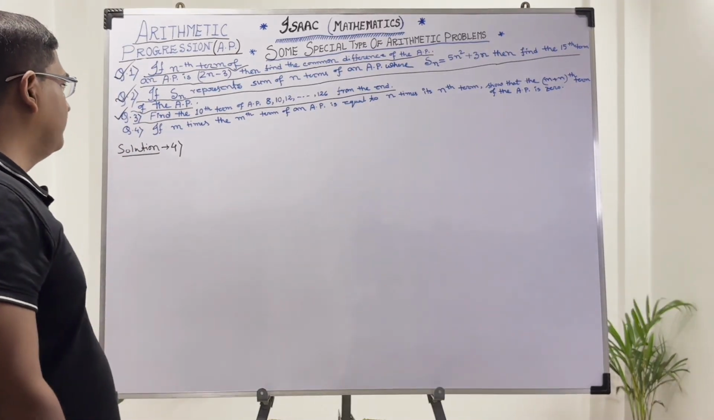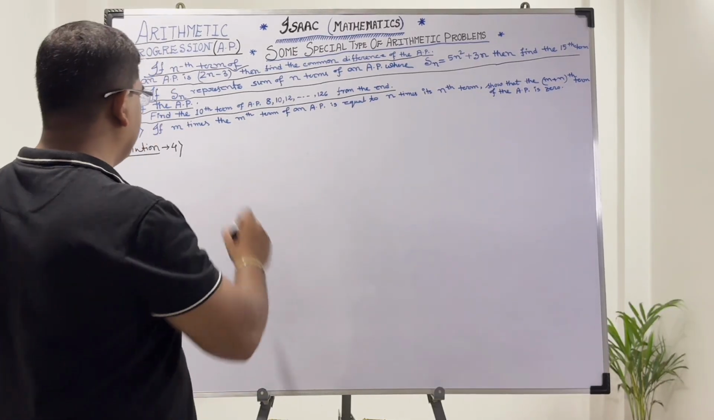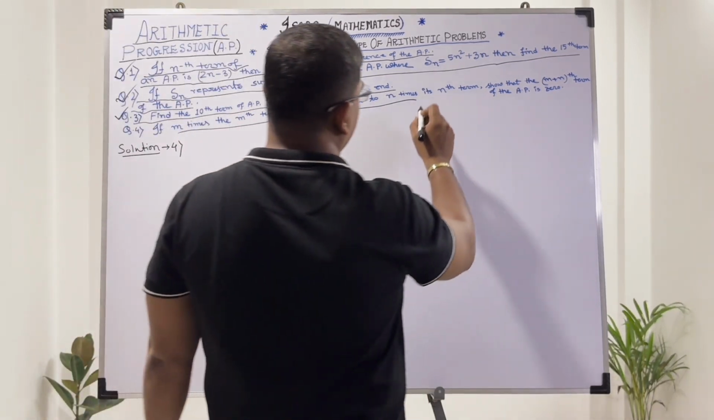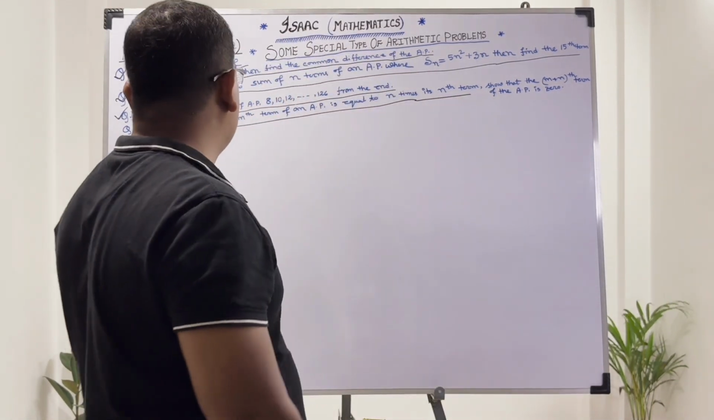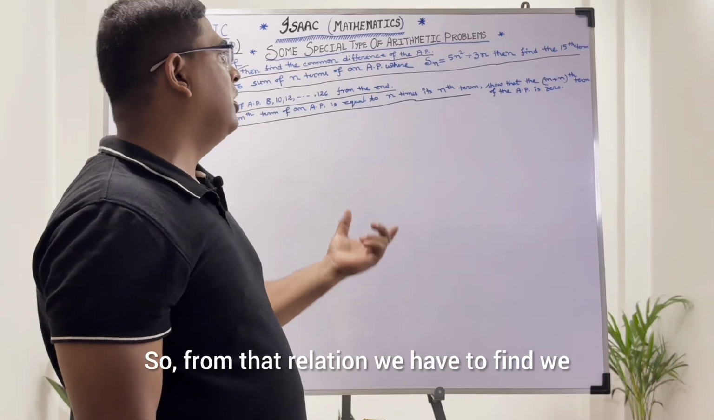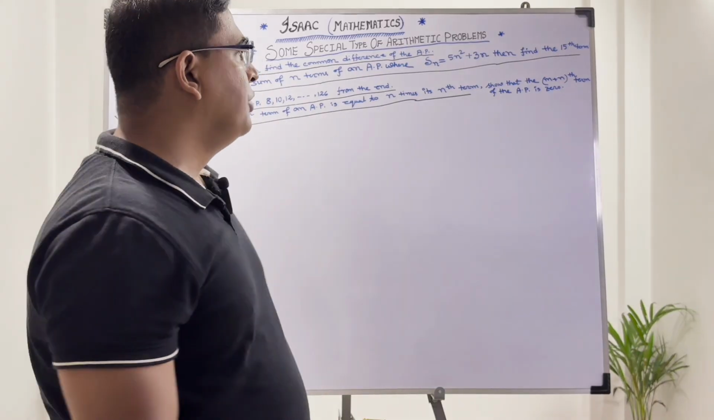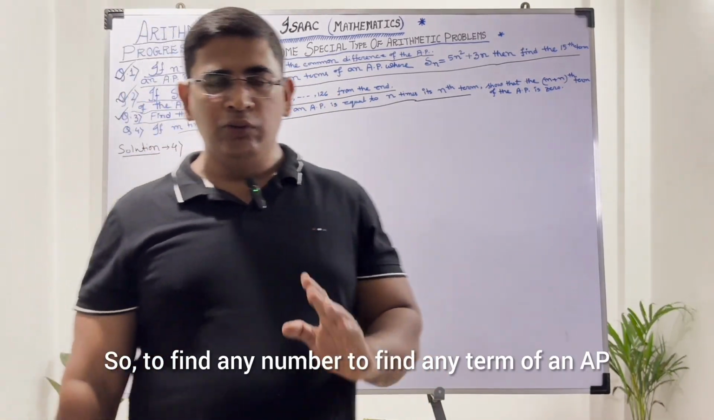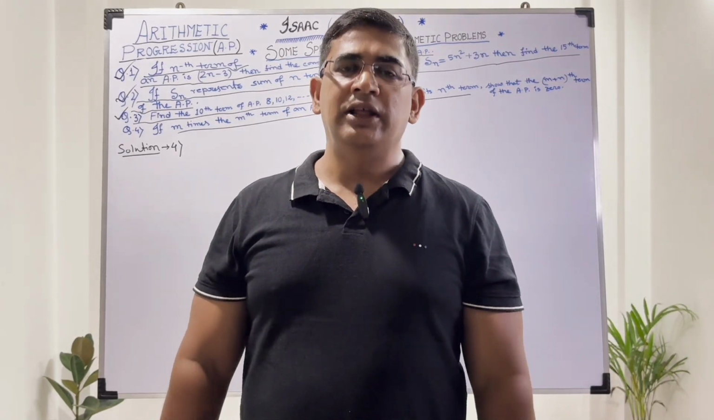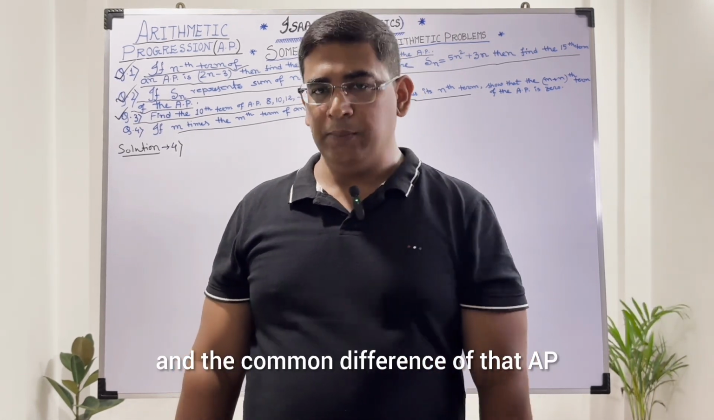In problem number 4, it is given that m times the mth term of an AP is equal to n times its nth term. That means a relationship between the terms is given. Okay. So from that relation, we have to show its m plus nth term is 0. So to find any term of an AP, we have to know the first term and the common difference of that AP. That is why first of all we have to let the first term and the common difference of that AP.